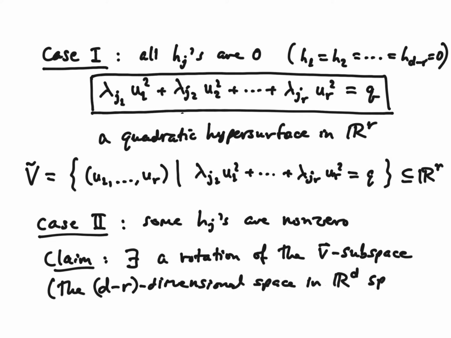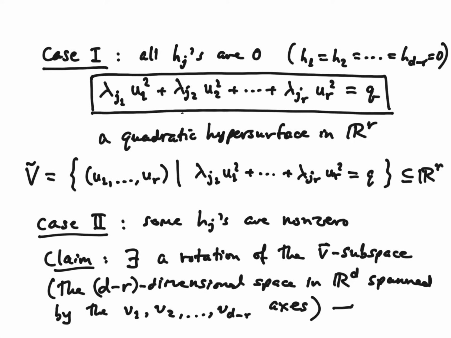Well, in the original D space, spanned by the V1, V2, up to V(D minus R) axes. Remember that we've labeled the axes: some of them are U1, U2, and so on, and then the rest of them are V1, V2. So just look at the D minus R dimensional subspace spanned by the V1 axis, the V2 axis. We're just rotating in that space, leaving all the other axes fixed.